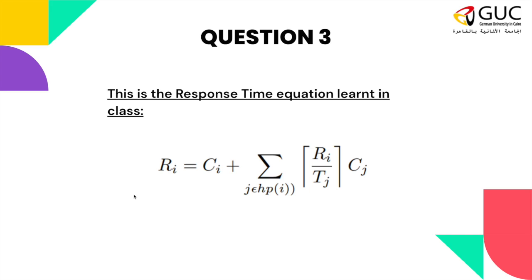This is the response time equation learned in class. So the previous 2 questions, we used the utilization bound test or the UB test to determine whether a group of tasks is schedulable under RM or not. However, we had 2 problems with the UB test. The first problem is that we can only use the UB test if the deadline is equal to the period. So if the deadline is not equal to the period, we cannot use the utilization bound test.